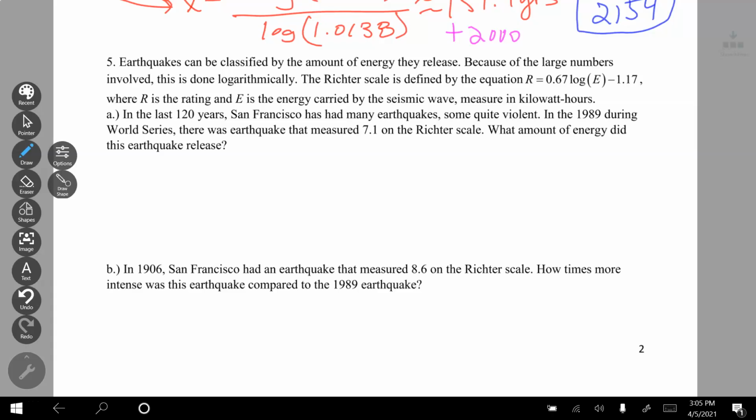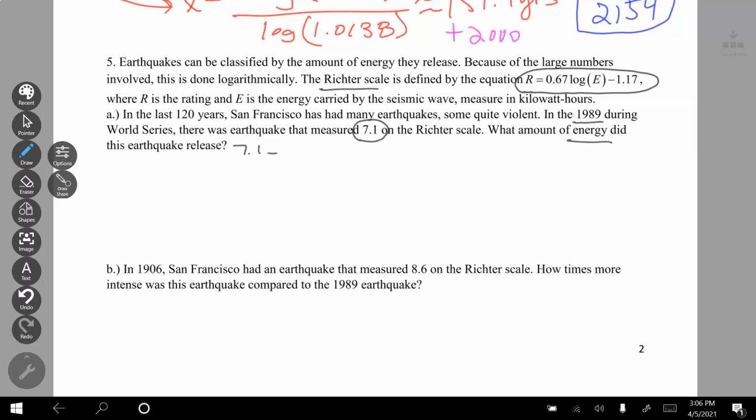Okay, you guys have all heard that earthquakes are measured by the Richter scale, and the Richter scale is actually a log scale. It's based on logarithms. So the E is the energy created by that seismic wave, in kilowatt hours. I remember in 1989, I was watching the World Series, right before Game 3 started, I believe, there was an earthquake of 7.1 on the Richter scale. Pretty big. It did a lot of damage. So how much energy was created?